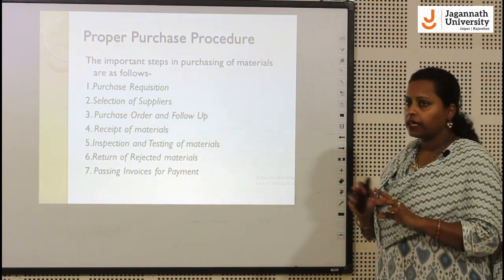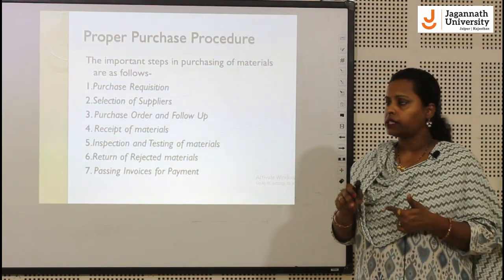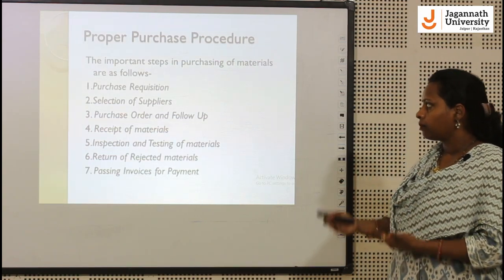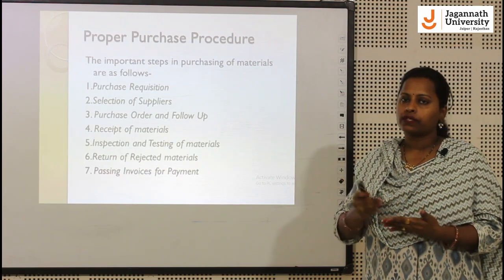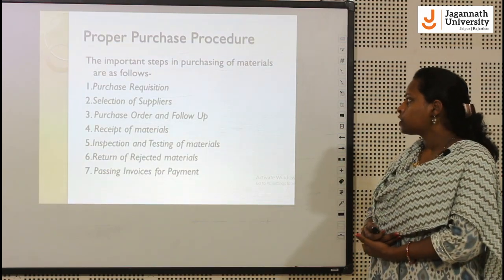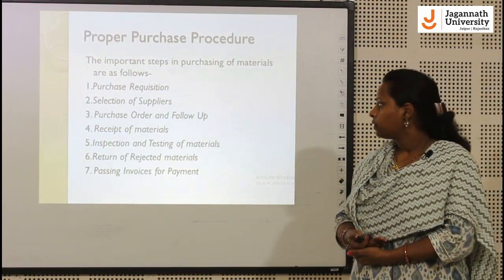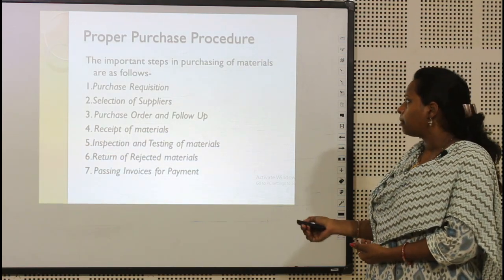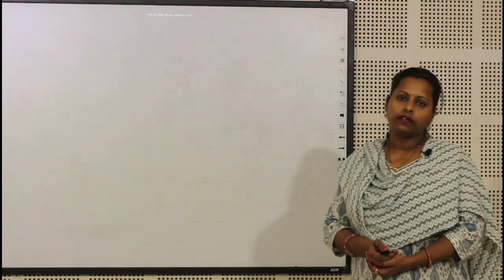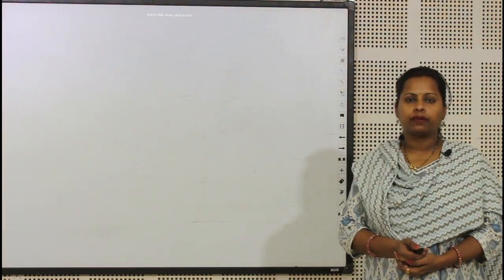Then the receipt of material: the bills and the material have to be received at the main gate, and then the material has to be sent to the warehouses and stores. Then the inspection and testing of raw material received, then return of the rejected material and passing the invoice for payment. So thank you everyone. This is from my side for the material control.